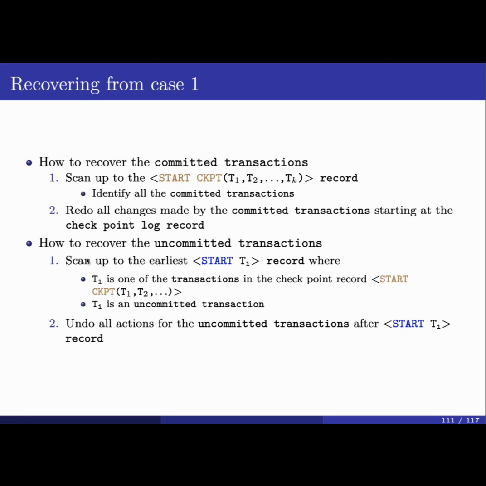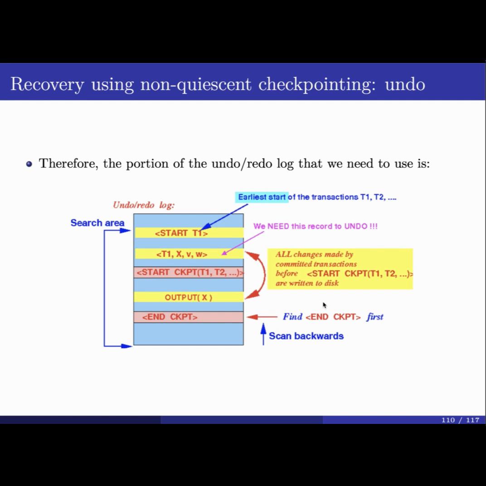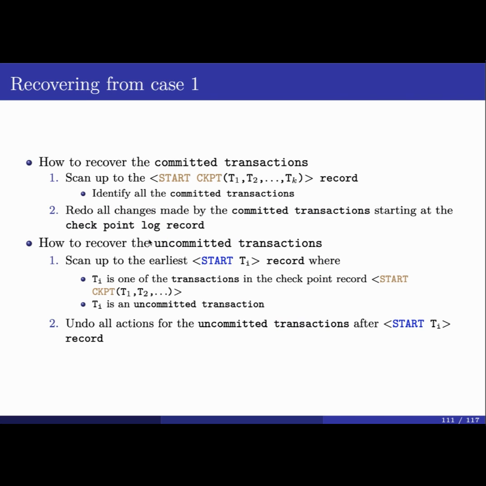So how about the uncommitted transaction here? We scan up to the earliest TI. What's the TI? It's a transaction that is listed in the start checkpoint, which was active at that time. Well, that means it was uncommitted at that time. Then after that, what do you need to do? If the TI is uncommitted, if it were committed, I could deal with it in the other situation. If it's uncommitted, I need to deal with the situation in this part. That means I need to undo all the actions of the uncommitted transaction after the start TI. That means in this case, you just need to identify the search area that you need to work with. Clear, guys?